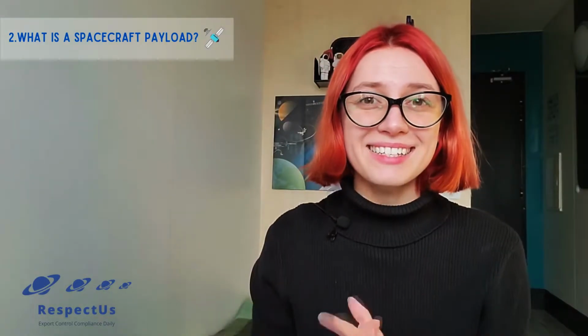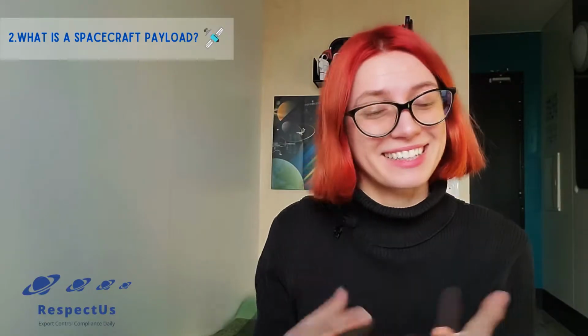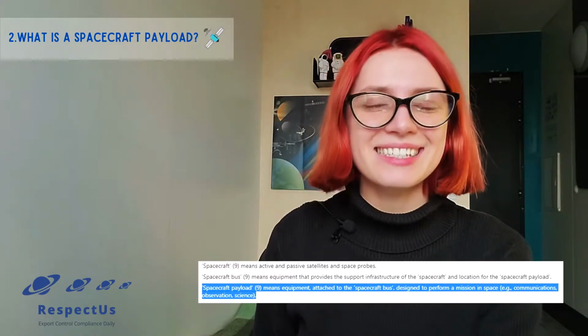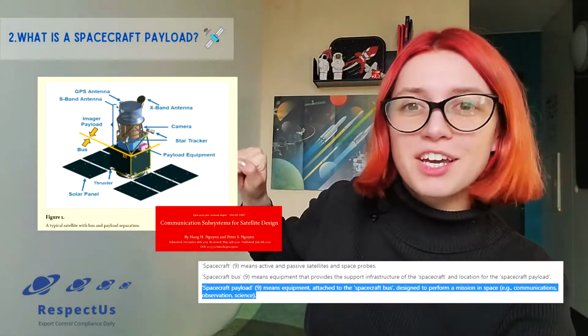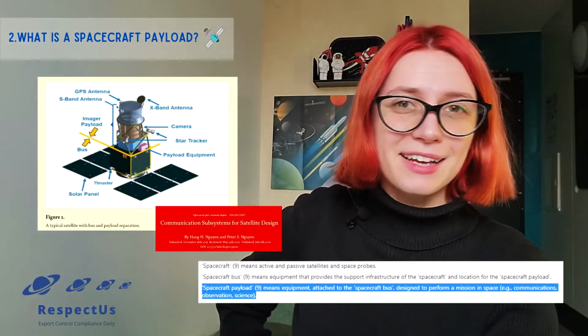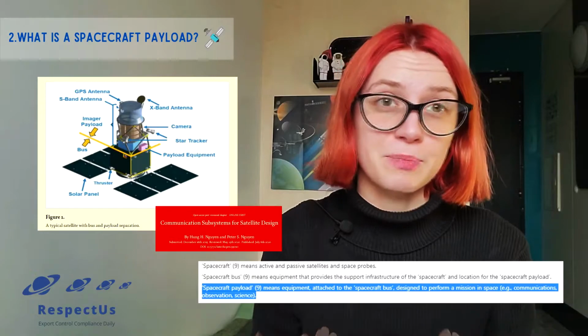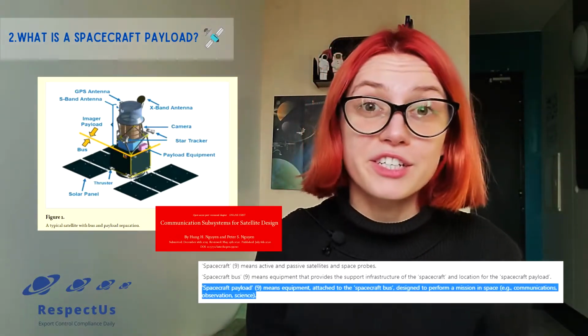Second, what is a spacecraft payload? Again, dual-use regulation tells us that a spacecraft payload is the equipment which is attached to the spacecraft bus and designed to perform the particular mission in space, whether it be communication, observation, or science. So the contents of the payload depend on the type of the satellite, while the communication satellite will be filled with different communication antennas, receivers, and transmitters, an observation satellite will have, for example, imager sensors.